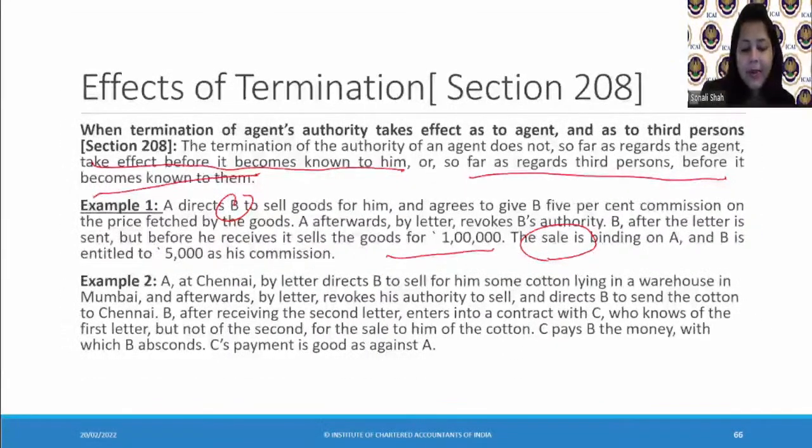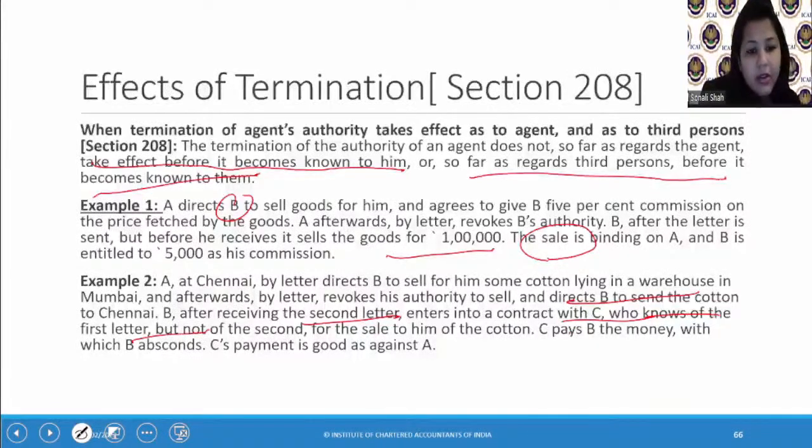Look at another example. A at Chennai by letter directs B to sell for him some cotton lying in a warehouse in Mumbai, and afterwards by letter revokes his authority to sell and directs B to send the cotton to Chennai. B, after receiving the second letter, enters into a contract with C, who knows of the first letter, but not of the second. So he is aware that he has authority to sell the cotton, but he does not know about the revocation of authority.